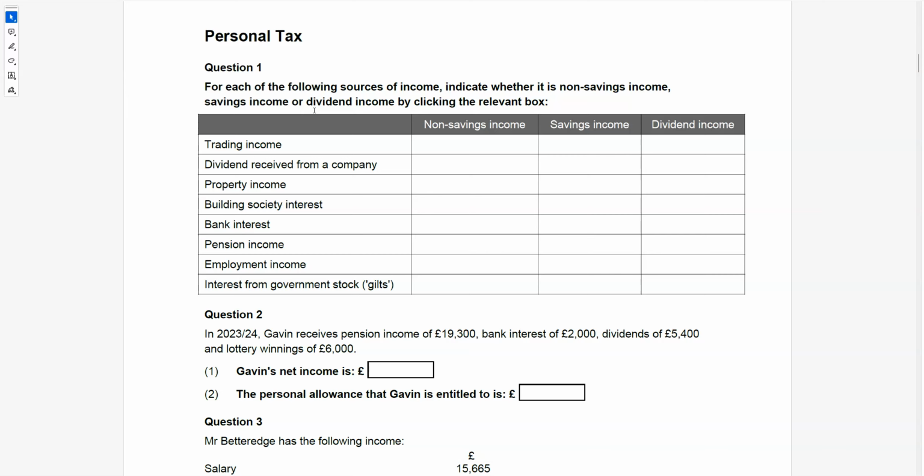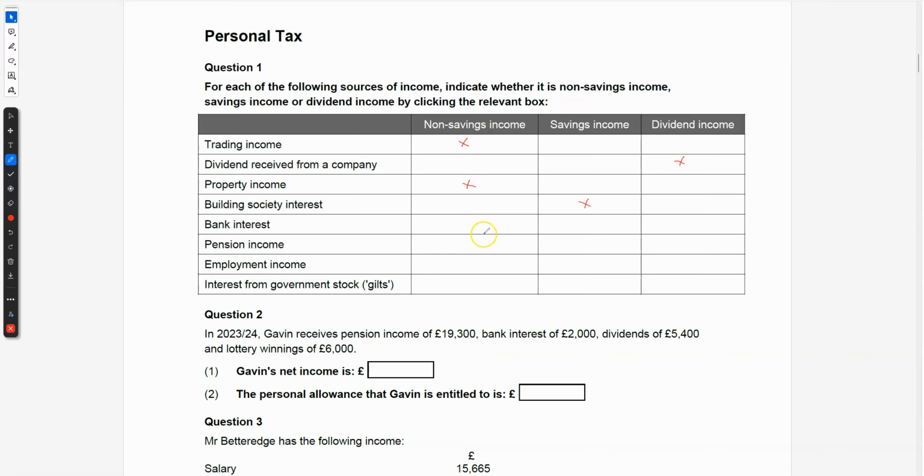The first one says, for each of the following sources of income, indicate whether it is non-saving, saving, or dividend. You just need to identify that. Quite straightforward. First, we have trading income. Trading income is always non-saving income. Then you have a dividend from a company. Dividend is always dividend. Then property income, again, is a non-saving income. Building society interest is a savings income.